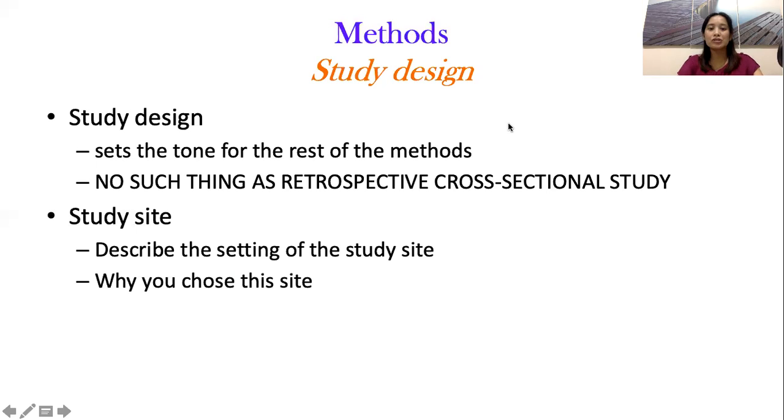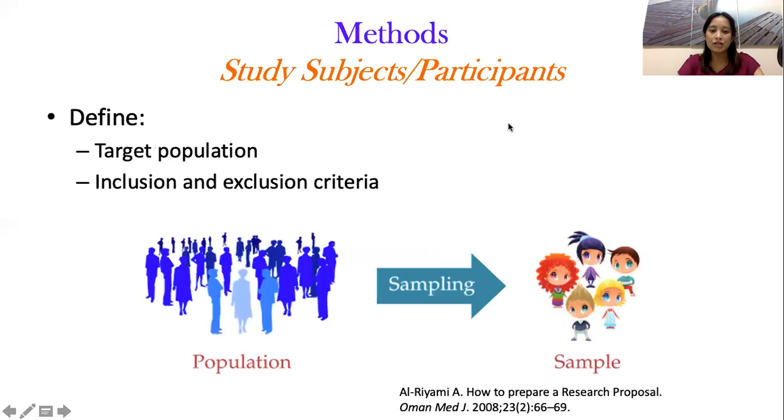So for example, your study site is Perpetual Health Medical Center Las Piñas. It's a 500-bed capacity tertiary hospital that caters mostly to patients in Las Piñas and nearby cities, Parañaque and Cavite, etc. And then you justify why you chose that site.